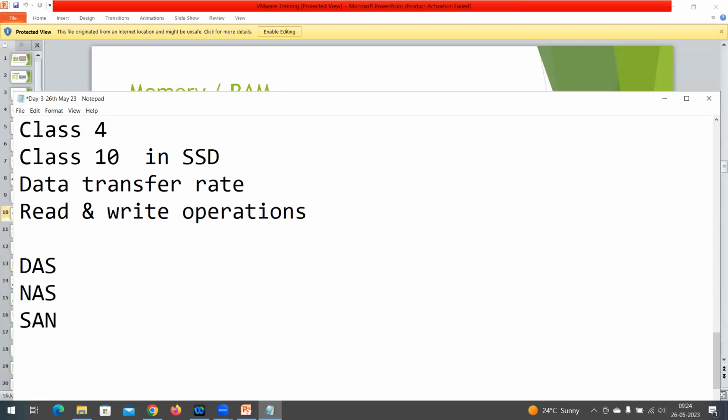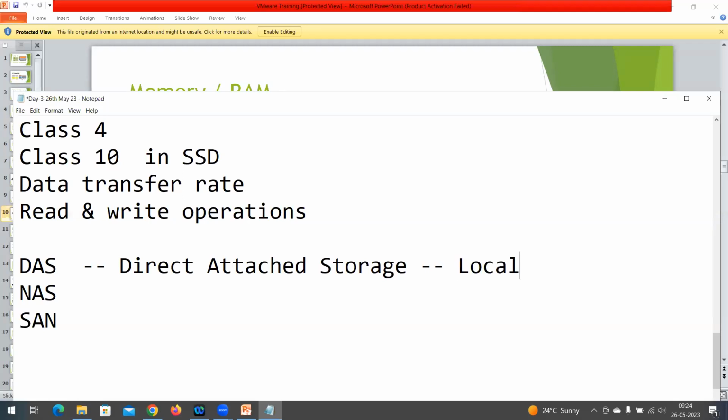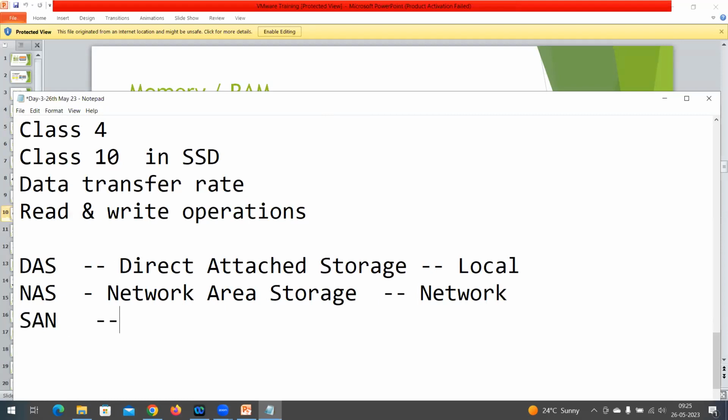Anyone? The DAS is like the local hard disk, we say, or NAS. Okay, Pooja, please continue. So NAS is network area storage. So basically, we are accessing data application through a network. And SAN, so it's like through fiber optic channel cable, we are going to access the data. Very good, Pooja. Thank you.